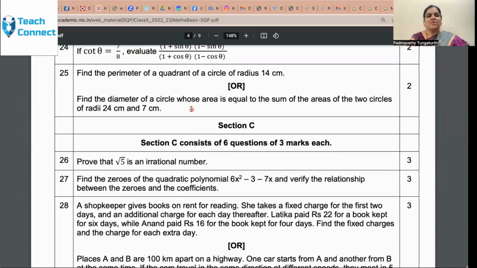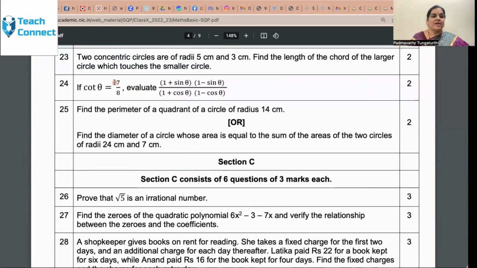Find the perimeter of a quadrant of a circle. Oh, by the way, I forgot to make a mention. Let them also know that sine square theta plus cos square theta is equal to 1. Let them try, let them know, let them frame their own questions. From one, let them frame many questions. Then they will not forget the concept.